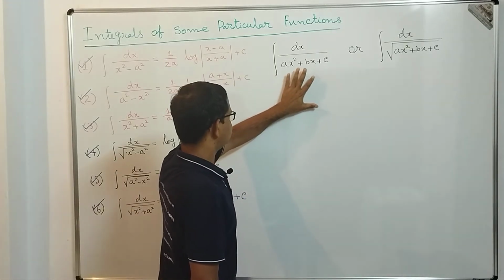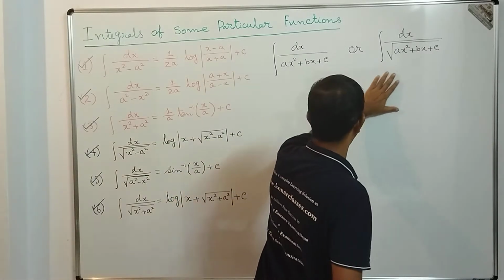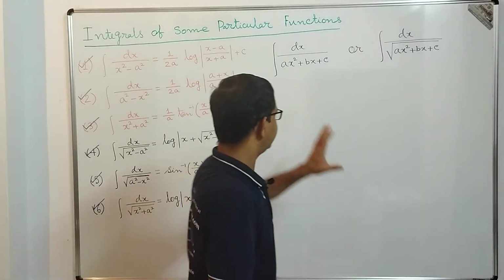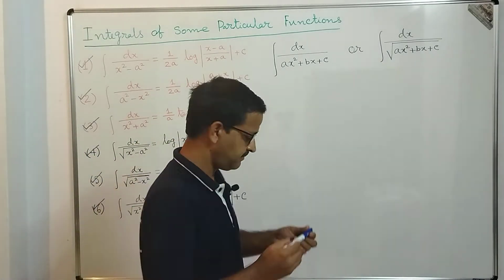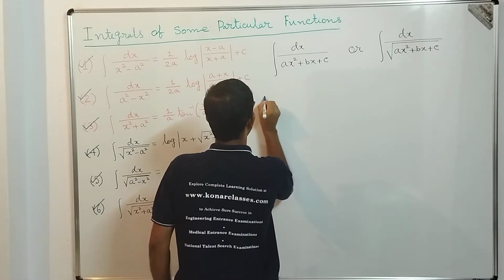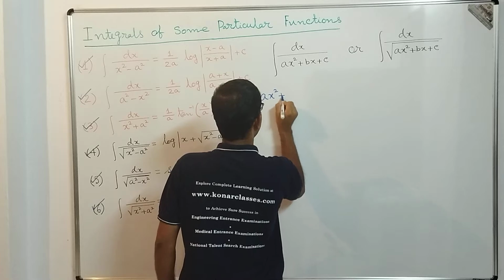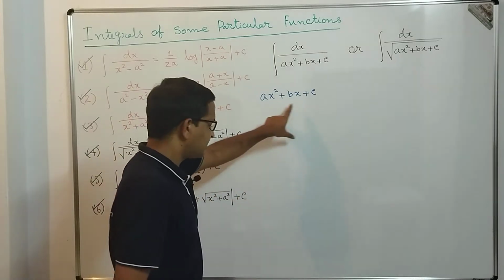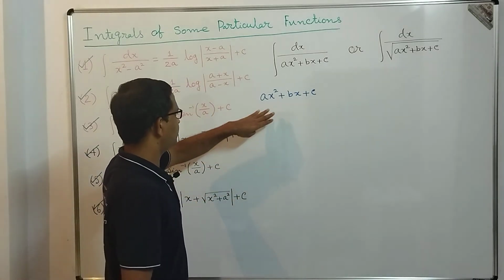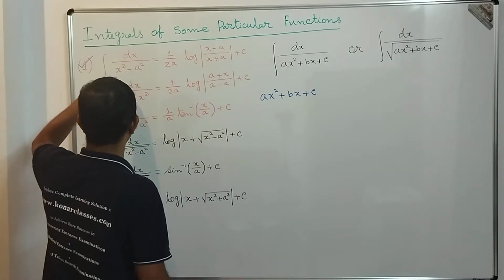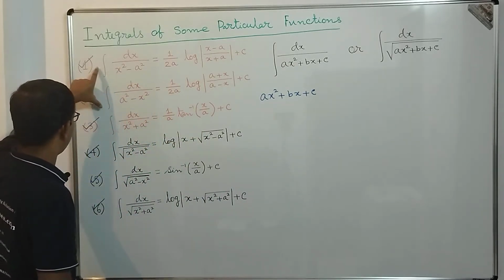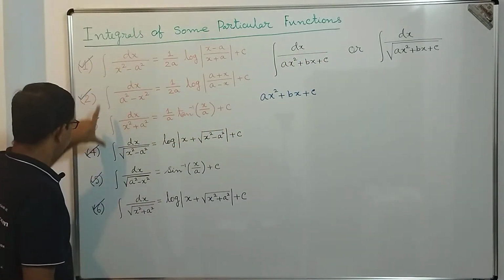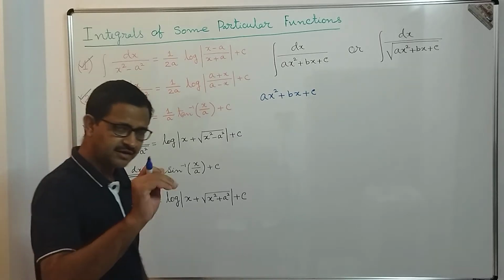To perform integration of this type of function, we need to take help of these formulas, but before proceeding, let us see what steps are to be followed. We consider this quadratic expression ax square plus bx plus c and try to express it in one of these three forms. When it is the square root of ax square plus bx plus c, it should be any one of these three forms. Let's see how to do this.